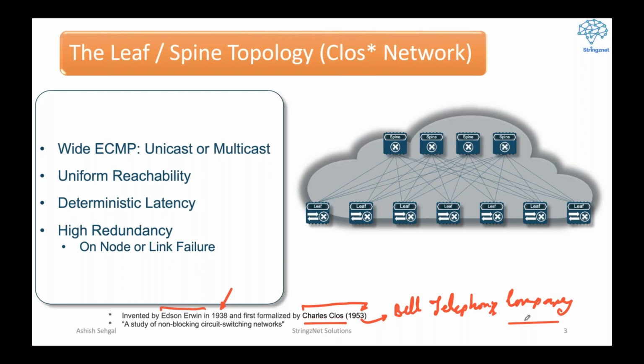The beauty of this particular architecture is absolute layer 2 loop avoidance. We all know what is layer 2 loop. Why is there no layer 2 loop? The reason is simple, because this architecture does not allow you any lateral connectivity. No, sorry, spine to spine, leaf to leaf, no lateral connectivity is allowed in this architecture.